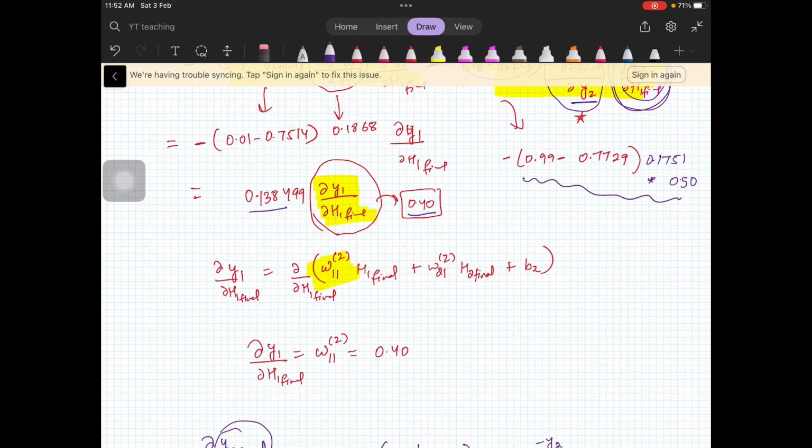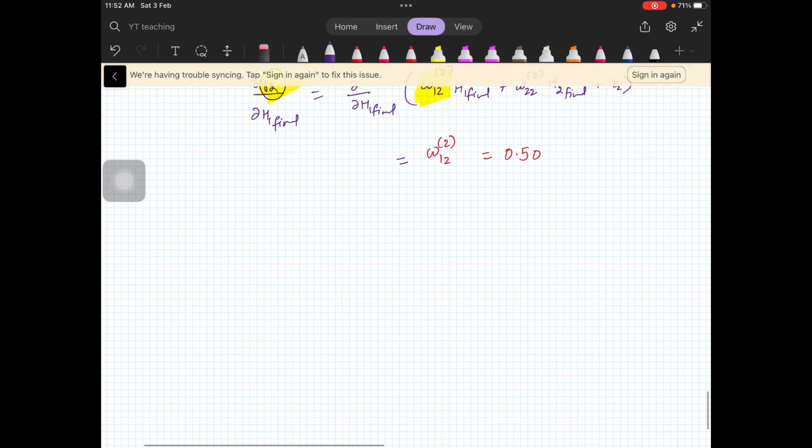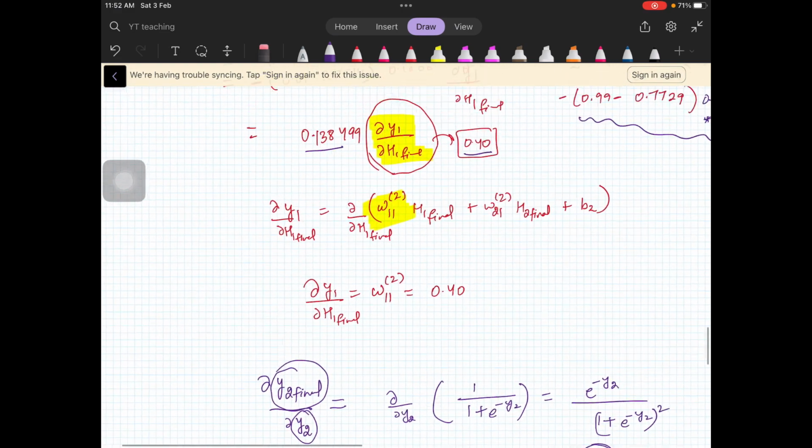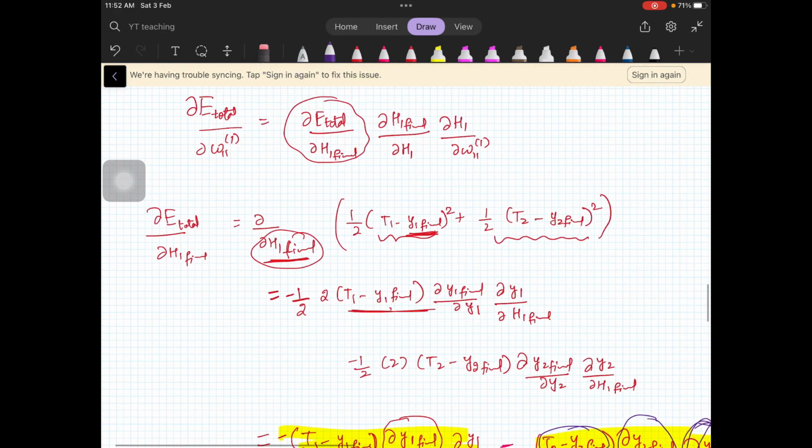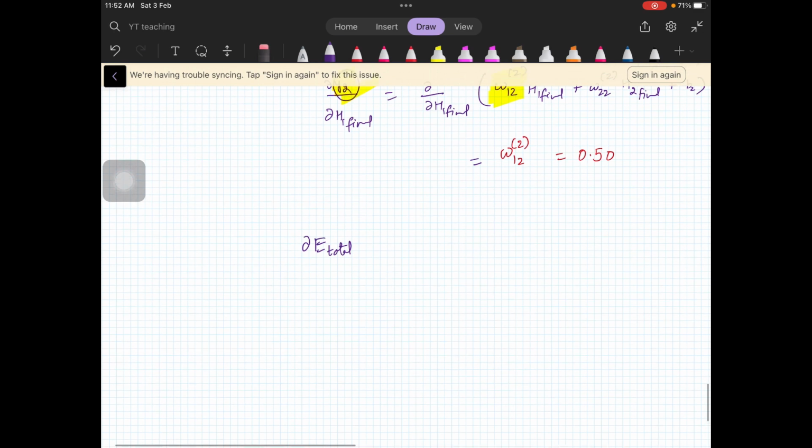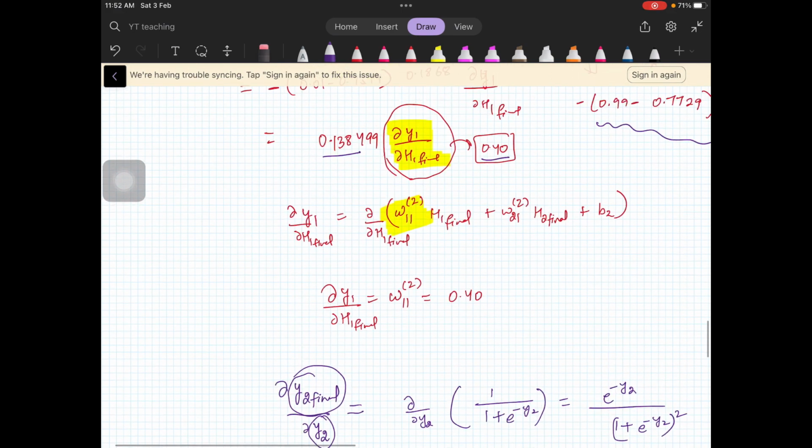if you just put the final things everywhere, you'll get your curly E total with respect to, this was what we were computing, right? This was your curly E total with respect to H1 final. Okay, so this is just the first term we have computed yet. So this would be curly E total with respect to curly H1 final. So that is 0.03649.